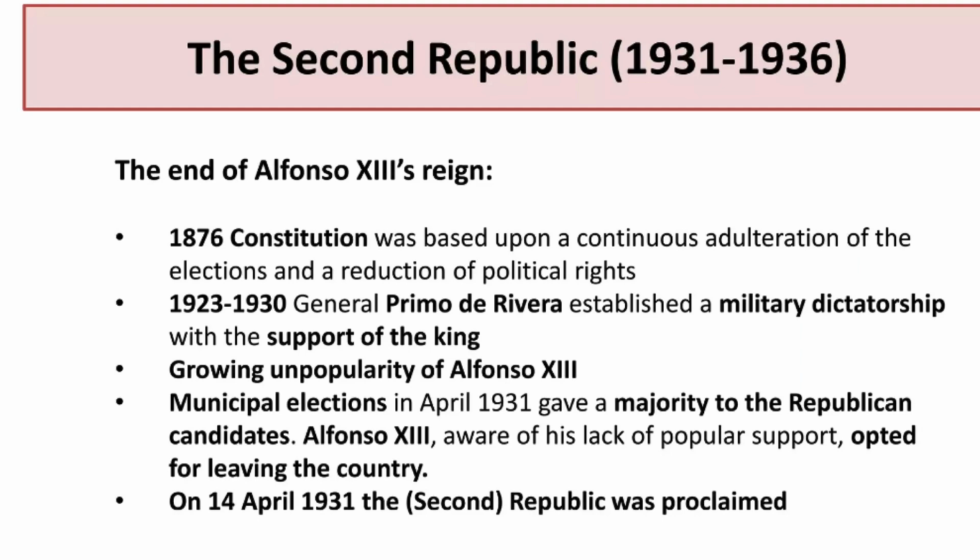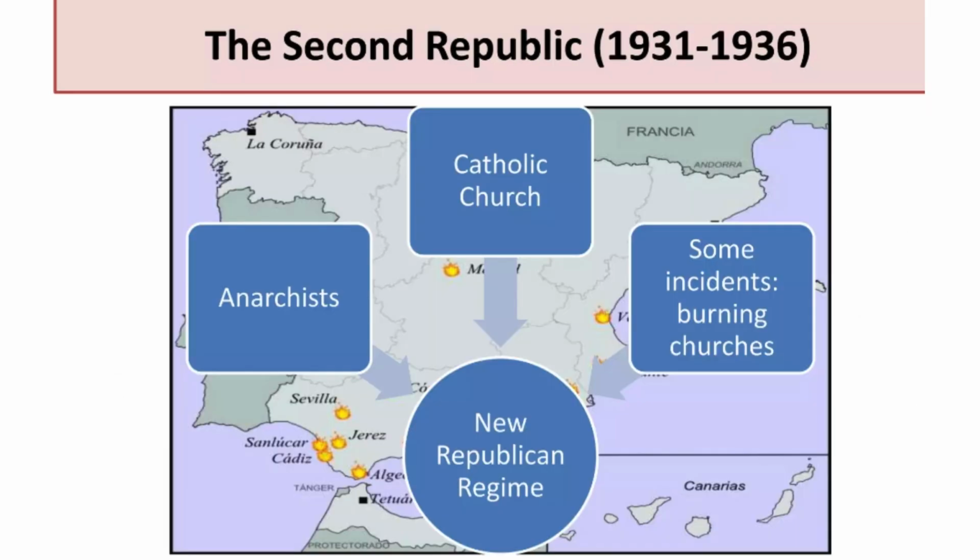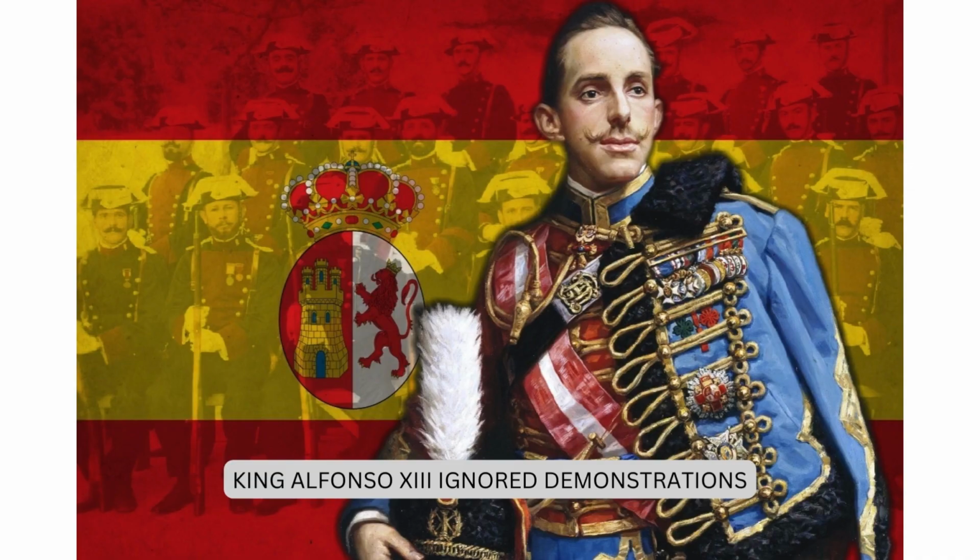Although King Alfonso XIII ignored these demonstrations, in 1931 he was forced to hold municipal elections nationwide. These elections, held for the first time in Spain since 1873, showed a crushing superiority of socialist candidates over the candidates supported by King Alfonso XIII.